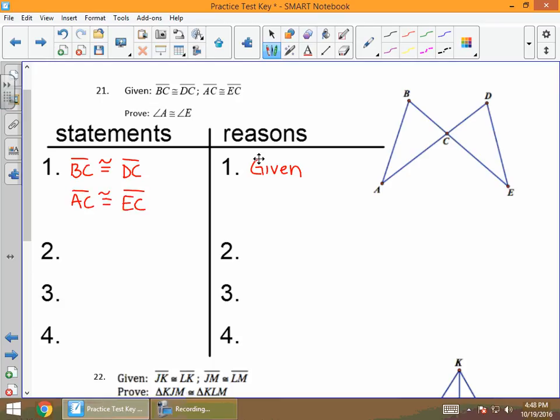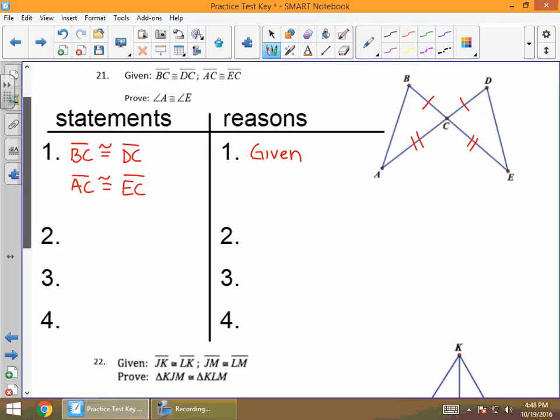And I'm going to mark that on the picture as well. So BC is congruent to DC. So those two are the same. And AC down here, and EC, this one down here. And I'm trying to prove that A is congruent to E. And I see that I have triangles, so I know that I'm probably going to go through this concept of getting triangles congruent and then using that all-powerful CPCTC.